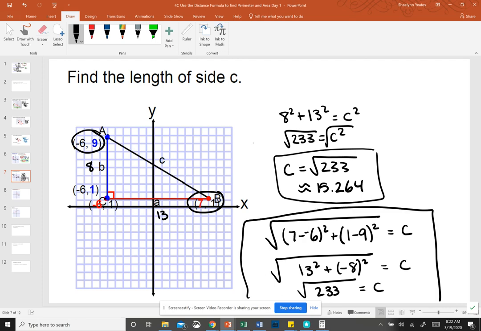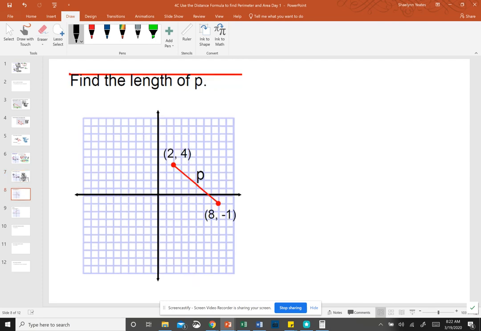Whichever one you are feeling more comfortable with or makes more sense to you, use that one. Please don't use something just because I'm using it. I encourage you to use whichever one makes sense.